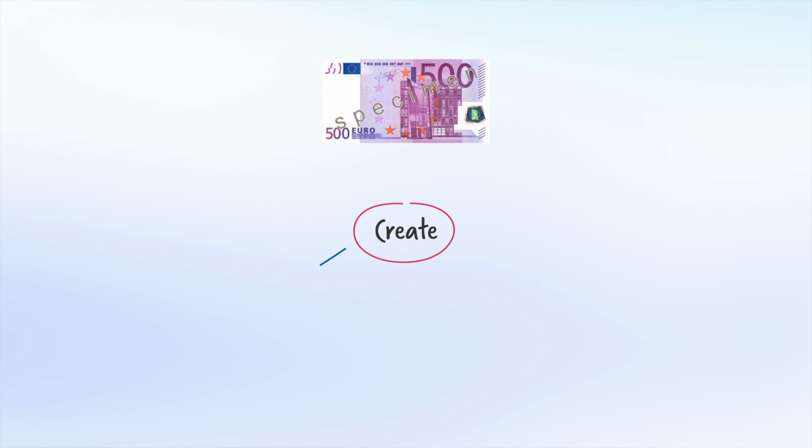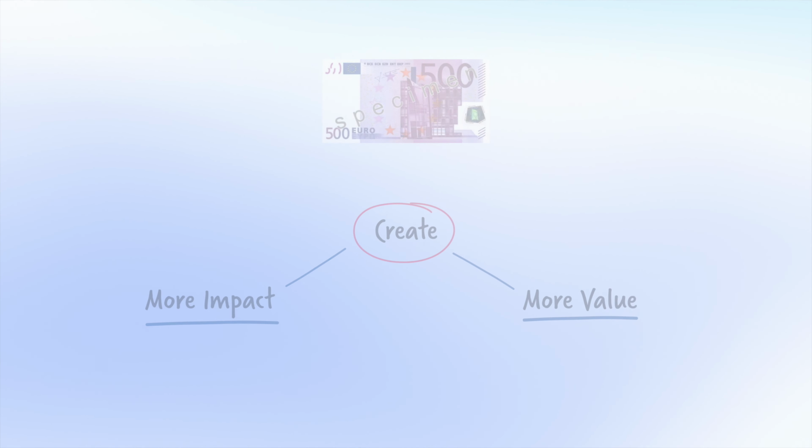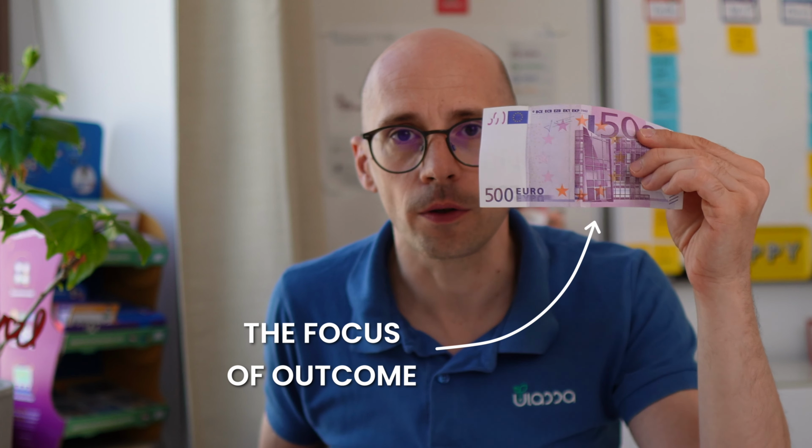And it's the project with the highest value. So just by picking this one bill, because the effort is the same for each bill to pick up, I'm creating the most impact for the customer, because it creates the most value for the customer. And all the other bills here around on this table are valued only a quarter of this 500 euro bill. So this is the focus of outcome.